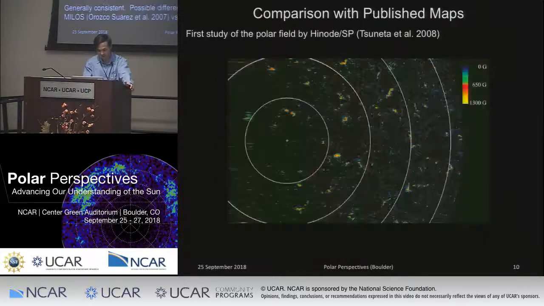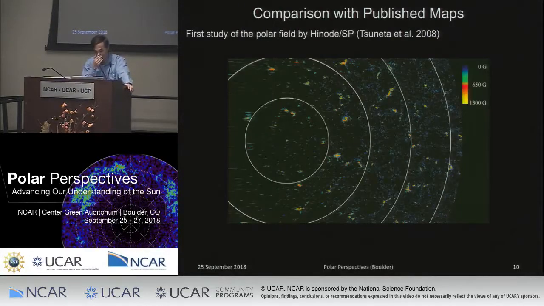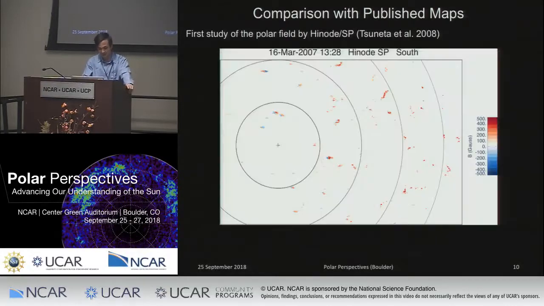It's quite similar. But there is a difference, and the difference may be due to the different inversion, because these Japanese results consistently use the inversion code called Milos. Milos is also Milne-Eddington approximation, but it treats scatter light with a better sampling, and people claim that it's better for weak field regions, including polar regions. So maybe there are differences.